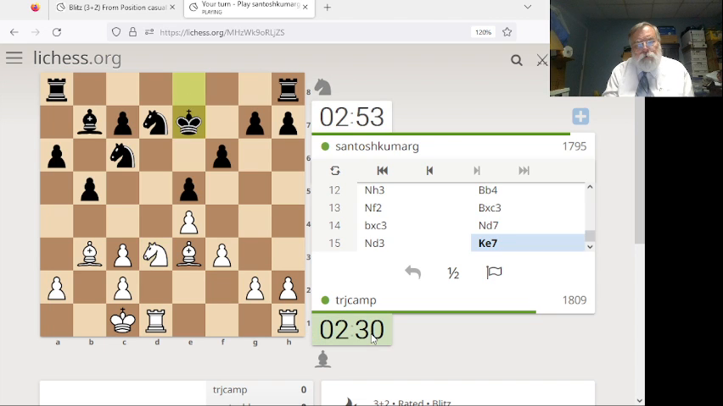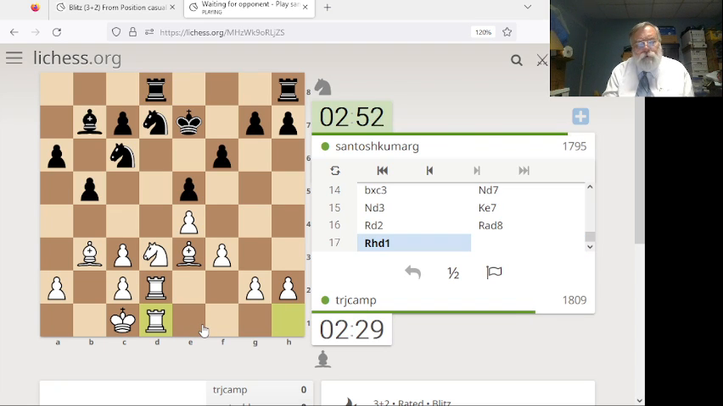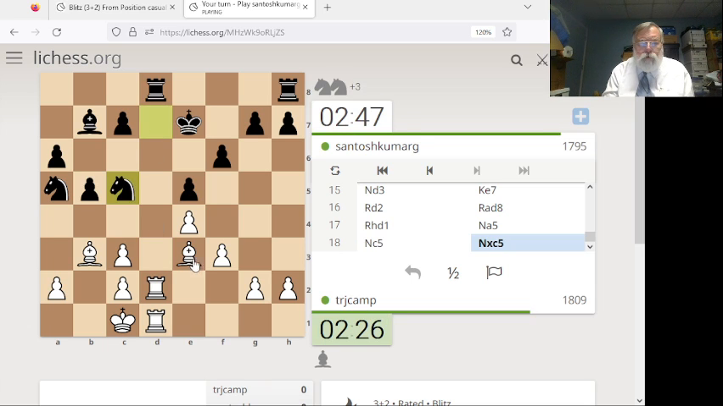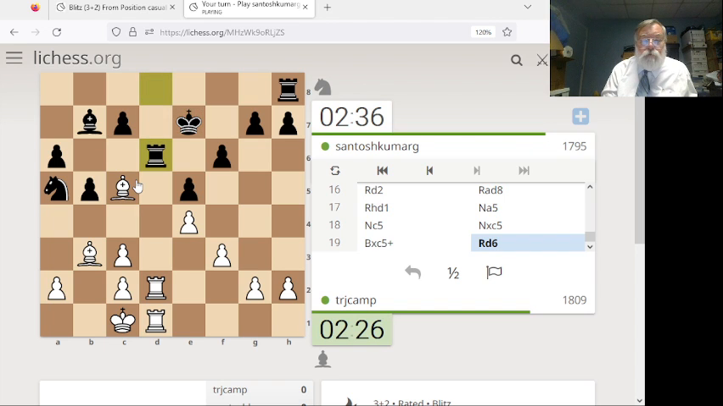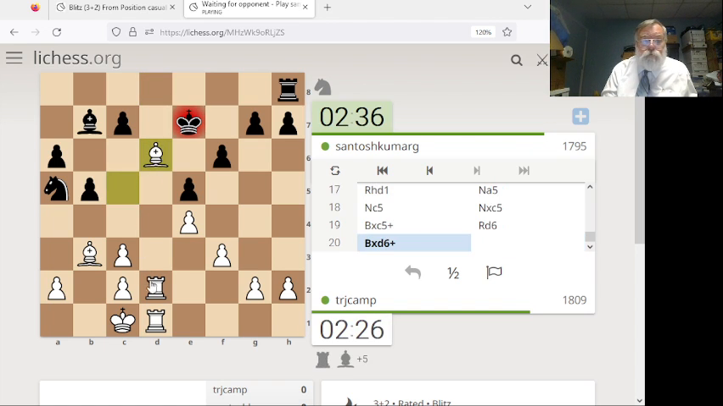I have an idea. They connected their rooks. Santosh connected the rooks. Santosh, I'm sorry. All right, here we go. Let's create some action. Get enough tempo out of this. I think I did. I think I got enough tempo. Let's trade that down.